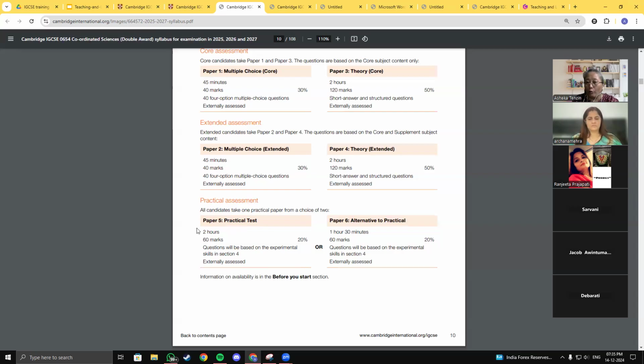If you don't want to do this practical examination, then you can opt for paper 6. Paper 6 is alternative to practical. That means the question paper will have questions related to lab experiments. So that is called an alternative to practical. The weightage of the paper is same. So now if I am a bright student, I will do only 3 papers. I will do paper 2, I will do paper 4, and I will do paper 6. These papers I will not do.